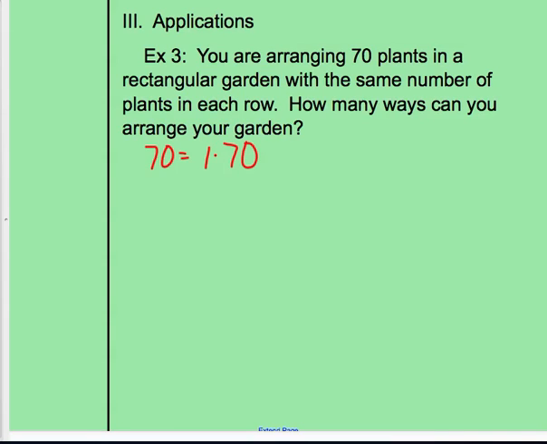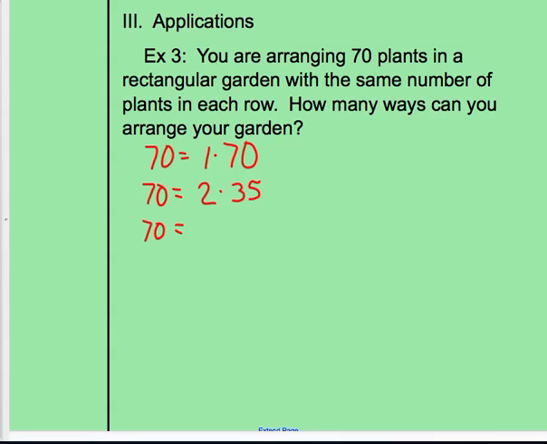So we could have a garden with one row of 70 plants. Probably not the best way to arrange a garden, but it is a possibility. And when I do this, I like to go in order, and then I know that I'm not missing anything. 70 is even, therefore it's divisible by 2. 70 divided by 2 is 35. So we could have 2 rows of 35.